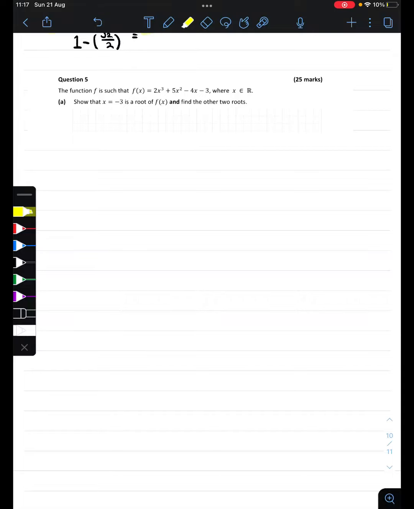Hi guys, today we're going to take a look at question 5 of the 2017 exam paper 1. The function f is such that f of x equals 2x cubed plus 5x squared minus 4x minus 3. Show that x equals minus 3 is a root of f of x, and find the other two roots.